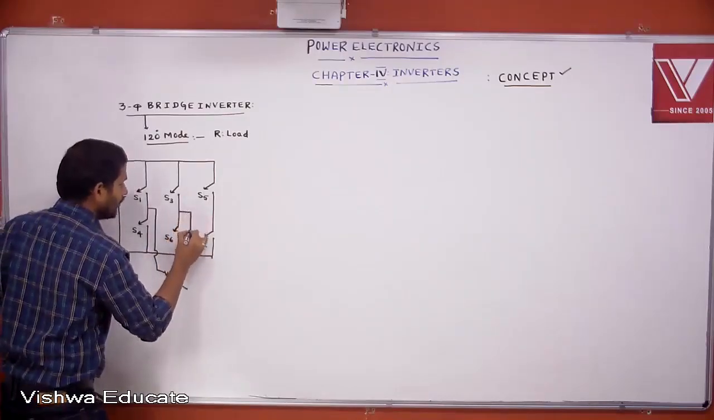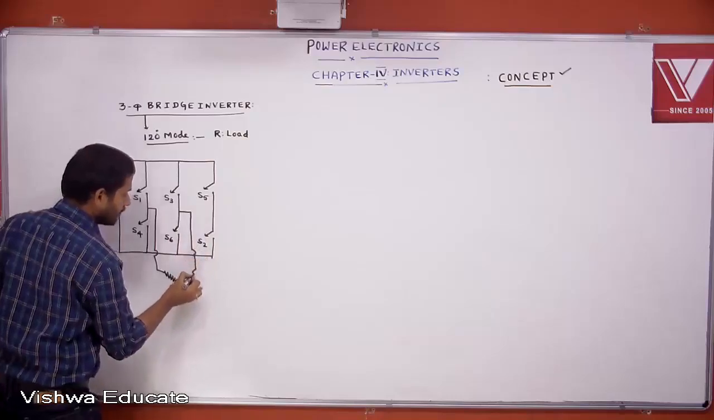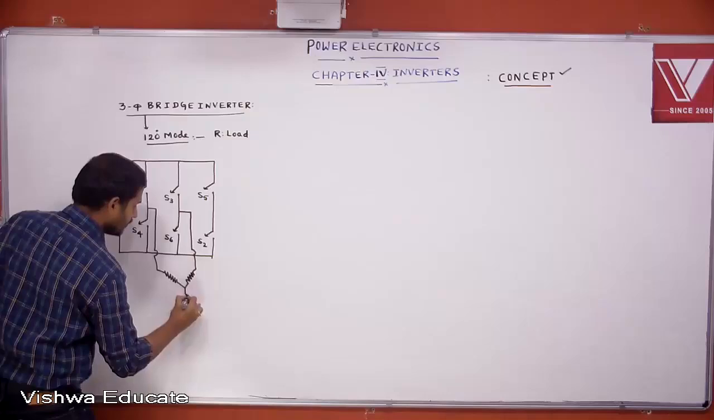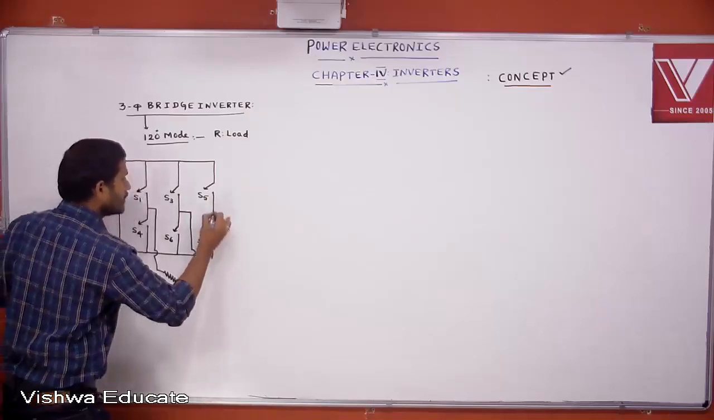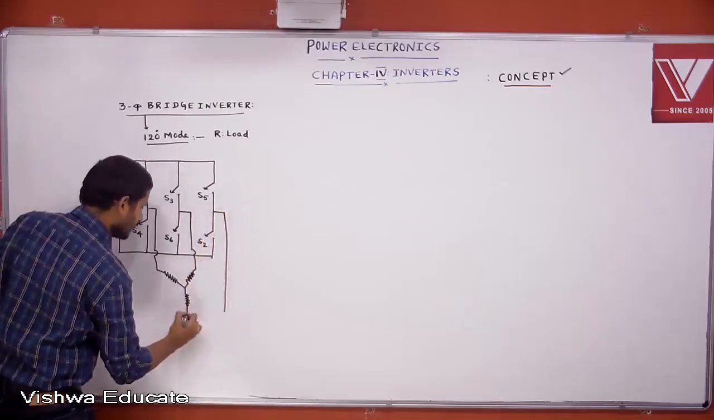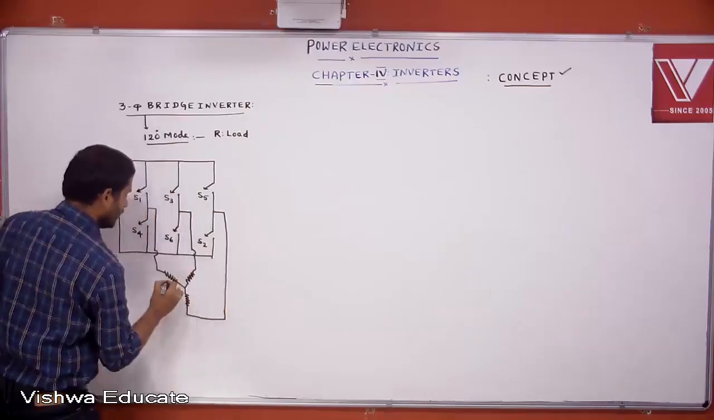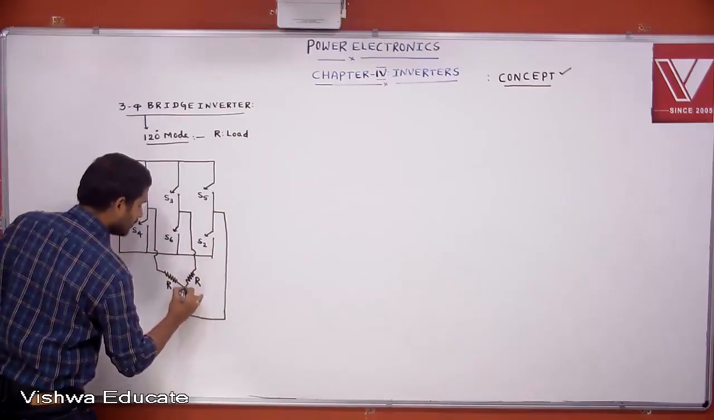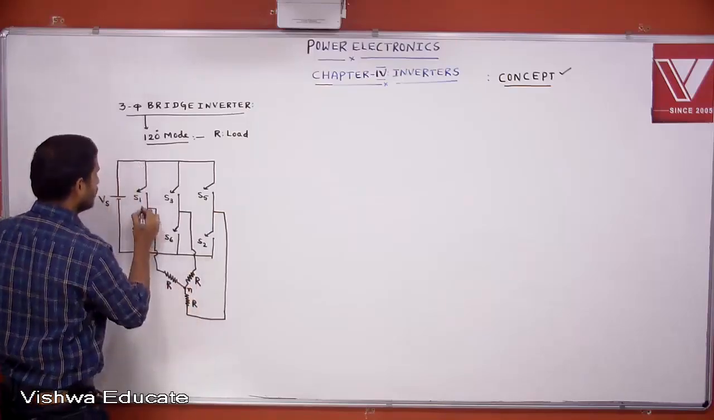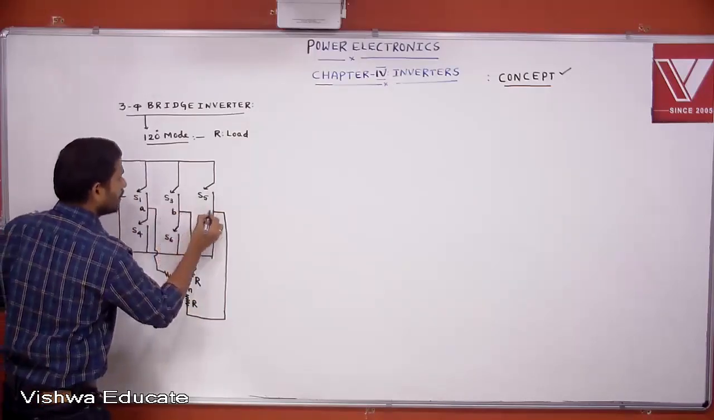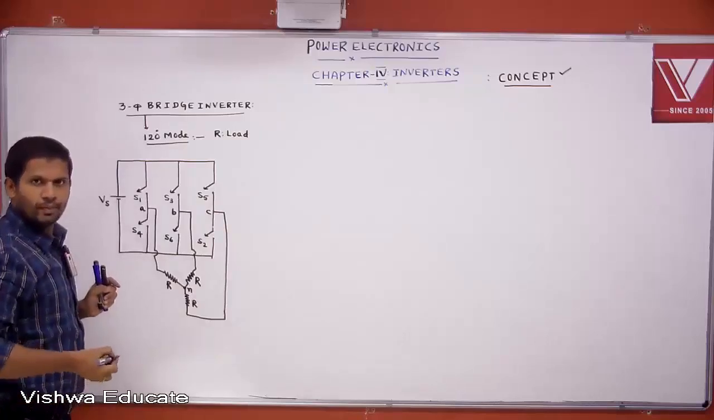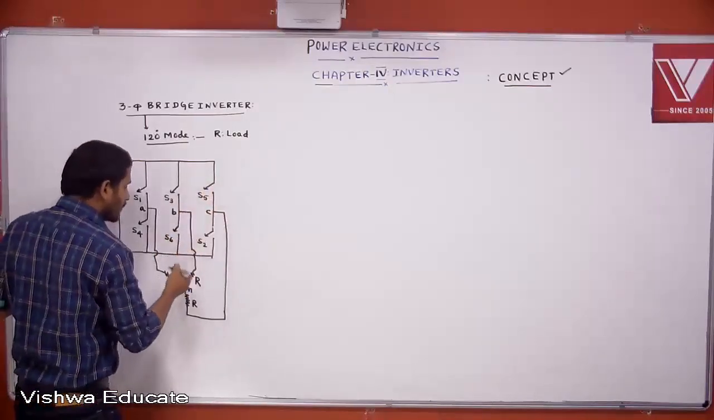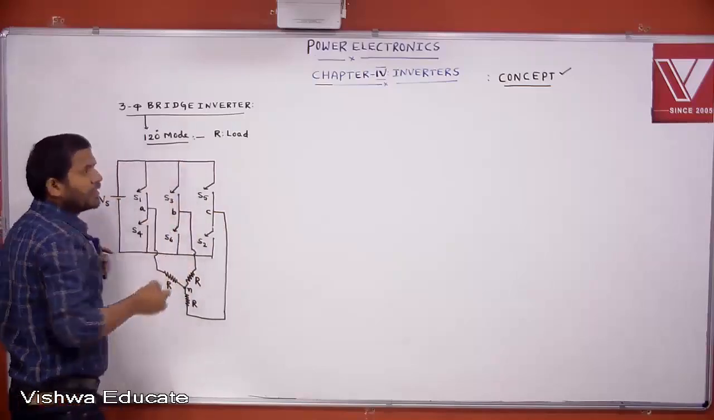This is A phase. This is B phase. And this is C phase. This is R, neutral, A phase, B phase, C phase. Understood? Now this is the three-phase bridge inverter circuit. Now I want to explain this concept in 120-degree mode.